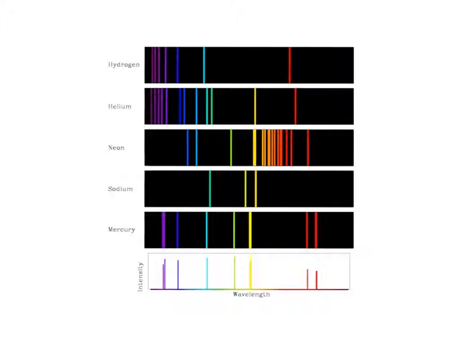As atoms become more complicated, they add extra energy levels to their outside. So with those extra energy levels comes the extra ability to cause these different jumps. So you get more and more complicated models.